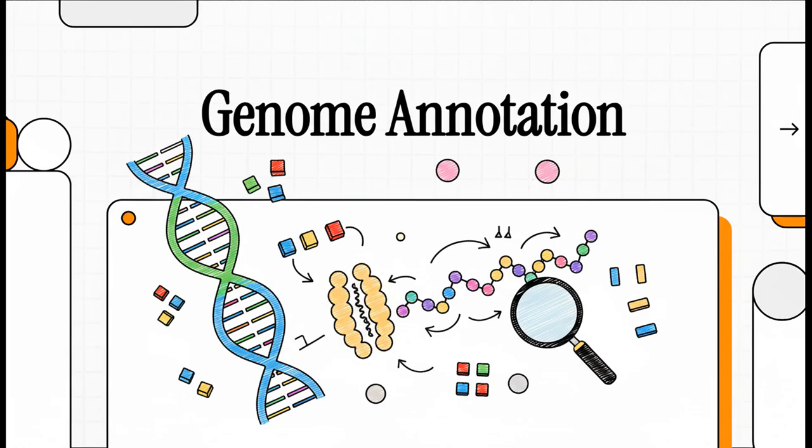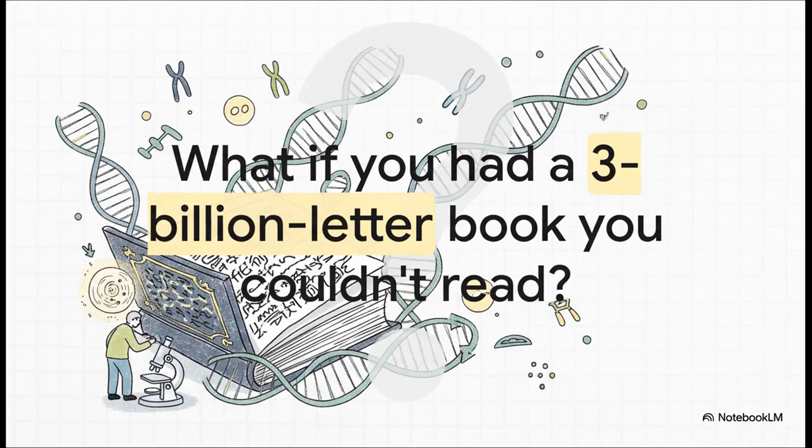Today, we're diving into how scientists are learning to read the most complicated, most important book ever written, the Book of Life itself. So just imagine for a second. Someone hands you this enormous book, and it's got 3 billion letters inside. It holds all the secrets to life, but it's all just gibberish to you. You can't make out a single word. Well, that's exactly the problem scientists face when they get raw genetic data.